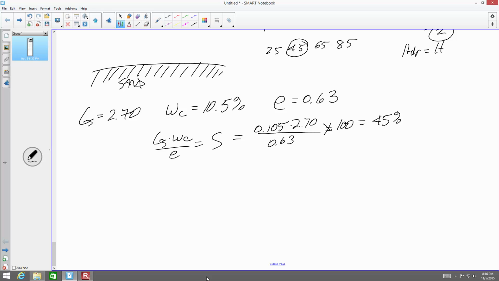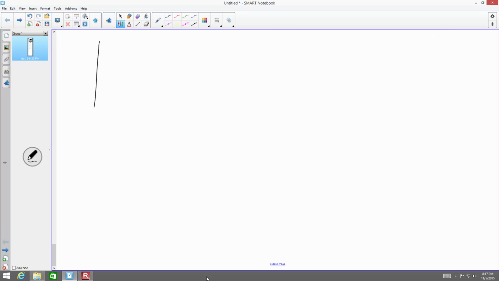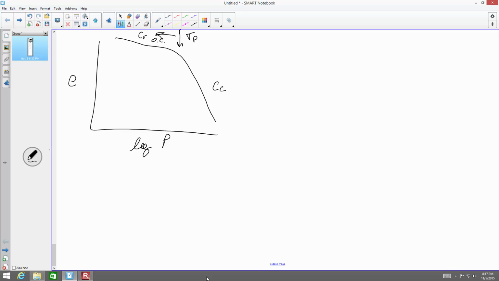Okay, let's run through them. So, materials normally consolidated. They've got the chart in the manual. So we've got log of pressure, we've got e. It comes over and breaks. This is our C sub C side. This is the C sub R side. This is the sigma P, the past pre-consolidation pressure. If we're on this side, we're over-consolidated. If we're at this point with today's pressures, we're normally consolidated.